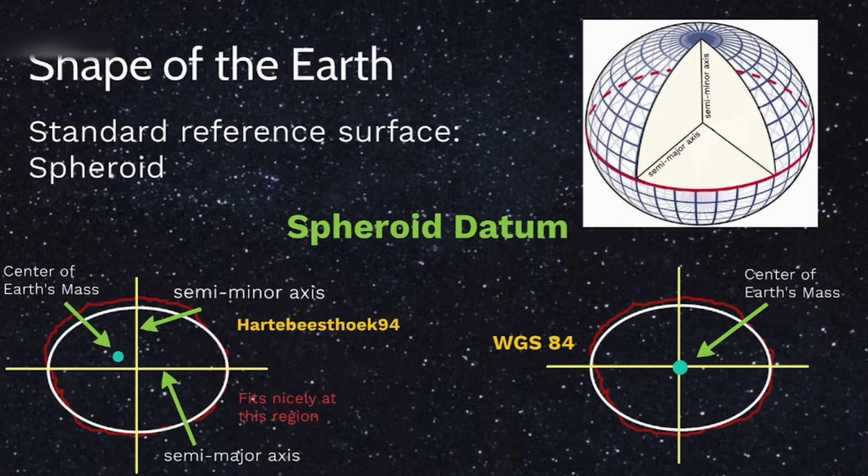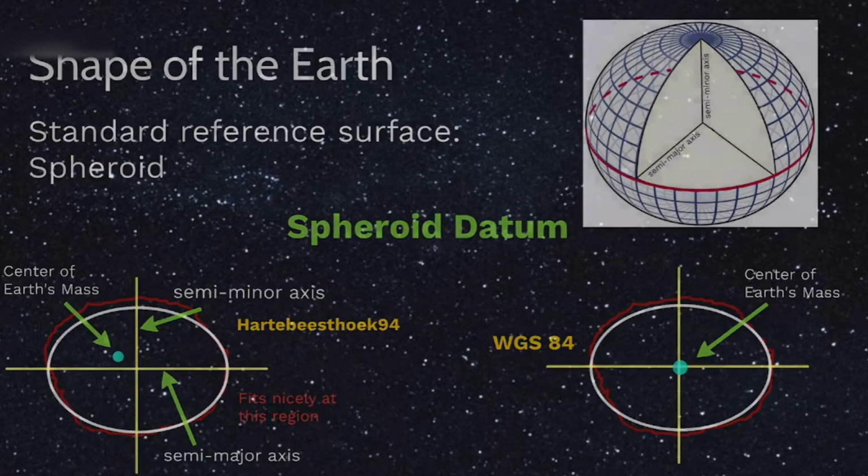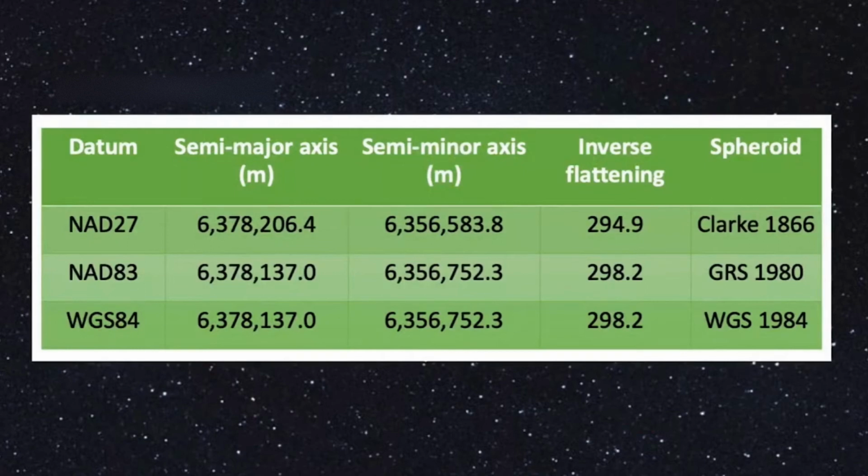So to clarify, a spheroid approximates the shape of the Earth, while a datum defines the position of the spheroid relative to the center of the Earth. So, the choice of reference system or datum depends on the location of your interest. Here is a table that shows the spheroids and their properties used in 3 commonly used datums.